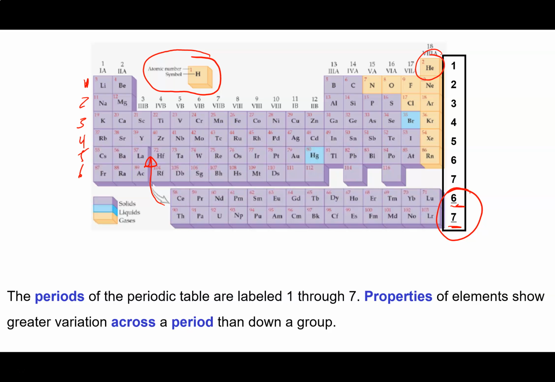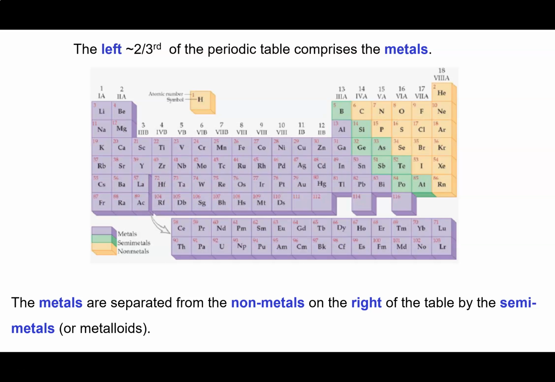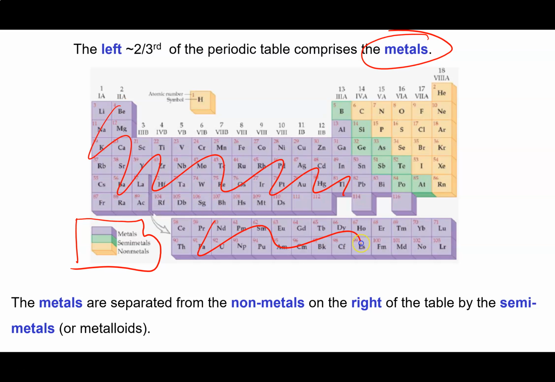So at this point, you should be able to find an element if you were given the group number and the period number. Now, the periodic table is classified into different classes of elements. Most of the elements on the periodic table, all of those on the left two-thirds of the periodic table, are what we call the metals. This periodic table has the elements color-coded according to whether it's a metal, semi-metal, or non-metal. So the metals are all over here. Most of the elements on the periodic table are metals.